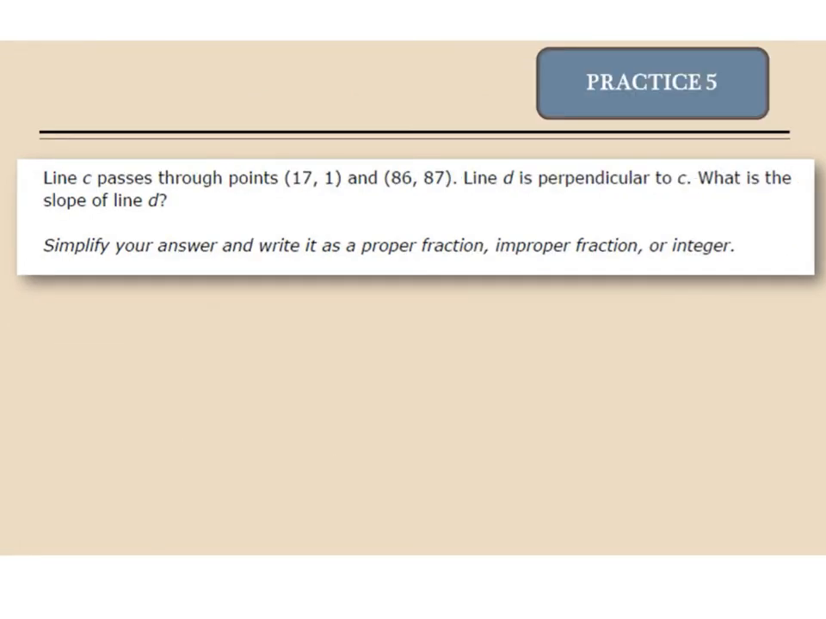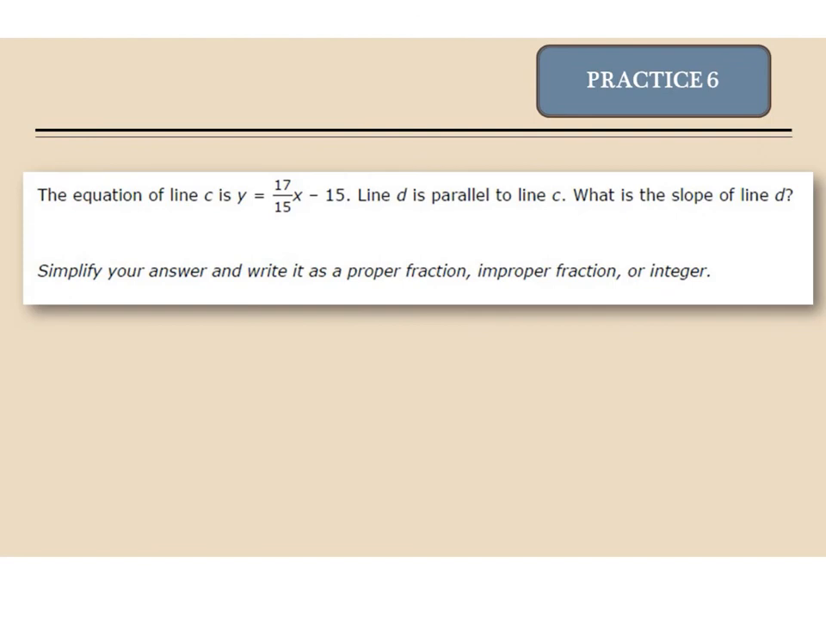Practice 5. Line C passes through points 17, 1 and 86, 87. Line D is perpendicular to C. What is the slope of line D? And practice 6, the equation of line C is y equals 17/15 x minus 15. Line D is parallel to line C. What is the slope of line D?